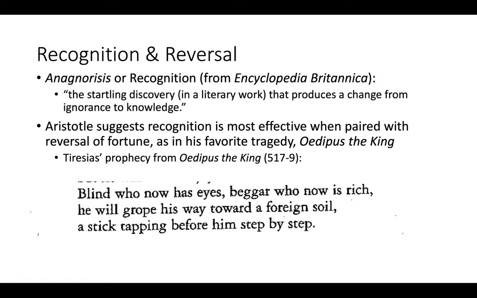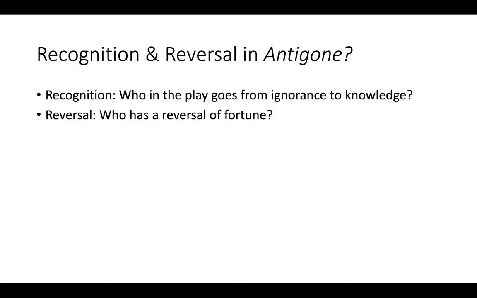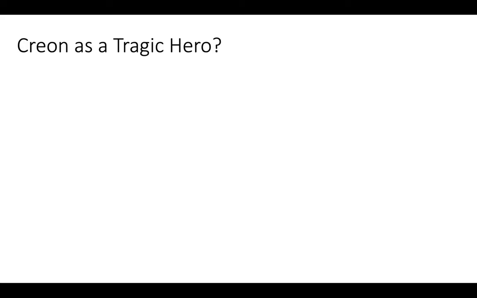So remember, for Oedipus the King, it is encapsulated in this moment: we're warned about it, and then it finally becomes true. Oedipus becomes blind, becomes a beggar, becomes exiled, at the same moment that he realizes the truth. And so when we think about it in Antigone, who has a change from ignorance to knowledge? Who has a reversal of fortune? In some way, it's Creon.